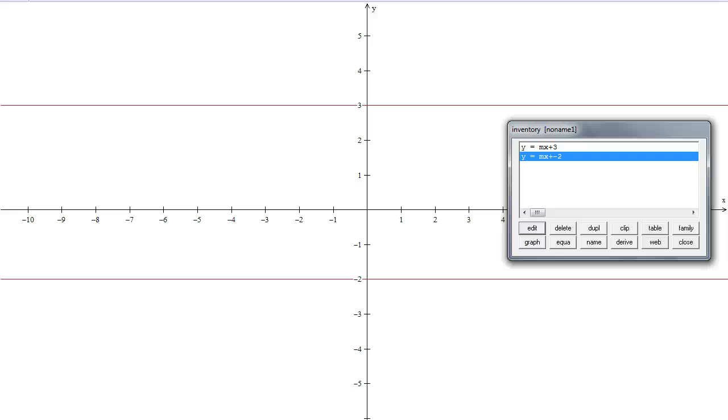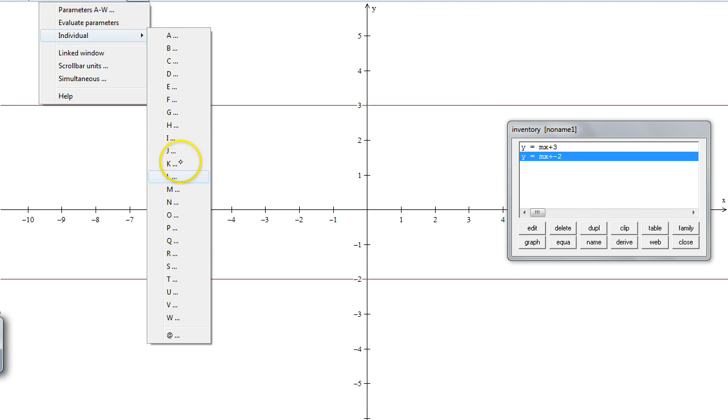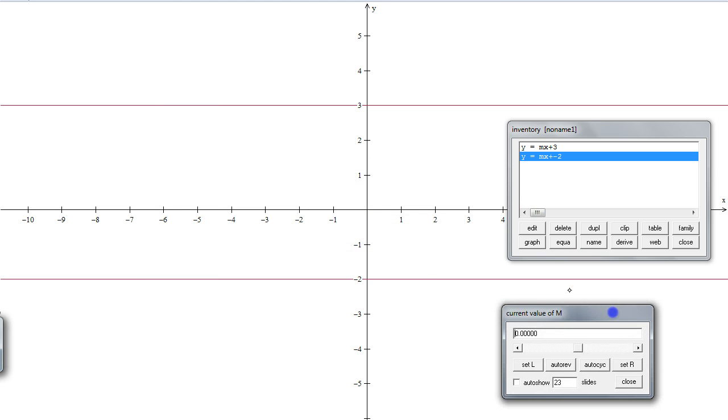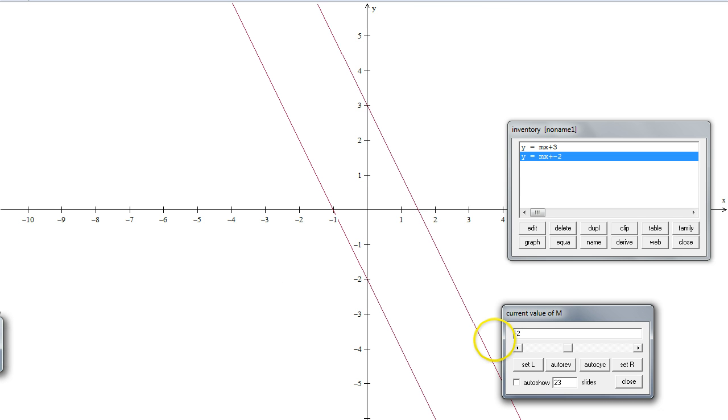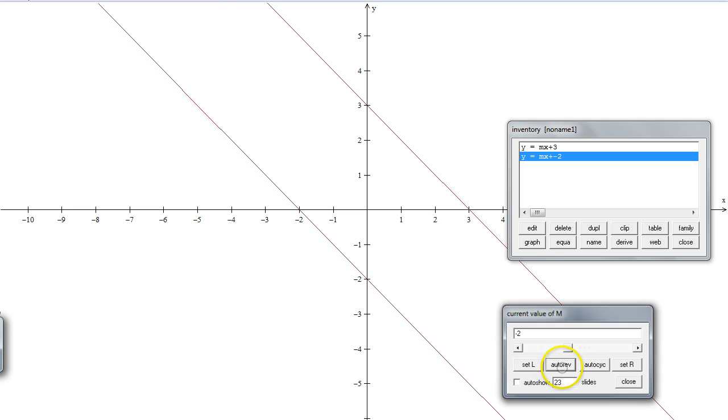All lines are straight. You get a horizontal line. But here's something interesting. I can animate this. Go to animate, individual, go to m. Look what happens if I change the value of m to 2 again. What's their slope? 2. Right. And look at both of the lines. They are still parallel because they have the same slope, right? What if I change it to -2? What happens? It's the other way around. It's still 2.